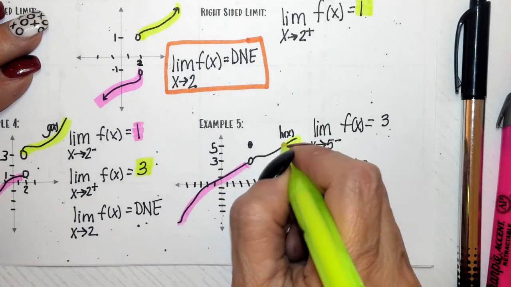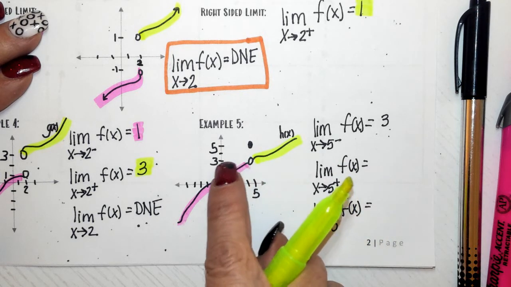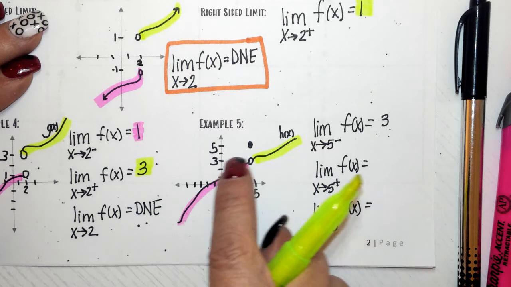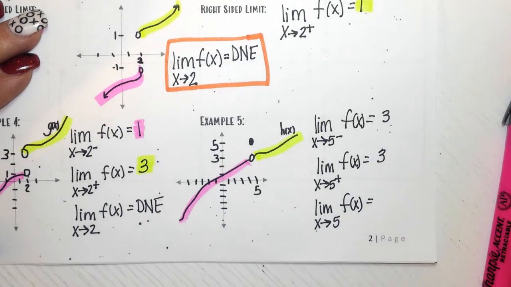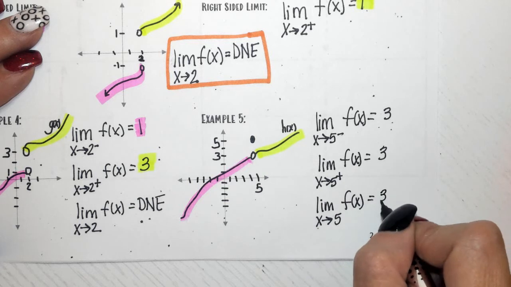And then, I forgot to highlight this over here. As I approach from the right, I'm still getting really, really close to 3. I know I've got that up there, but I'm not getting close to it. I'm getting close to this hole right here, which is at 3. So that's also at 3. Okay, well, are those the same? Yeah, so that means the limit as I get close to 5 is 3.